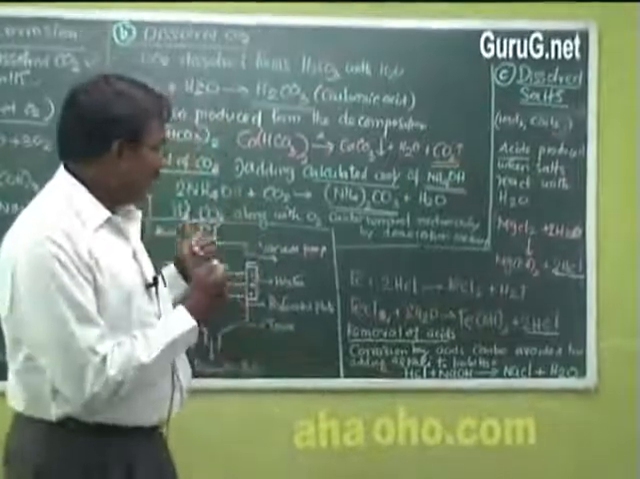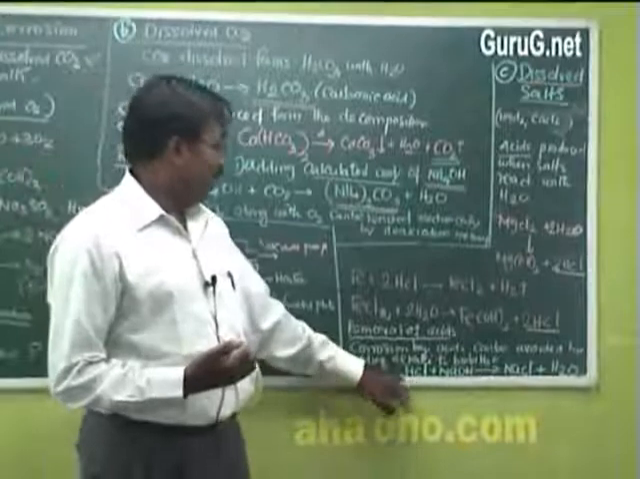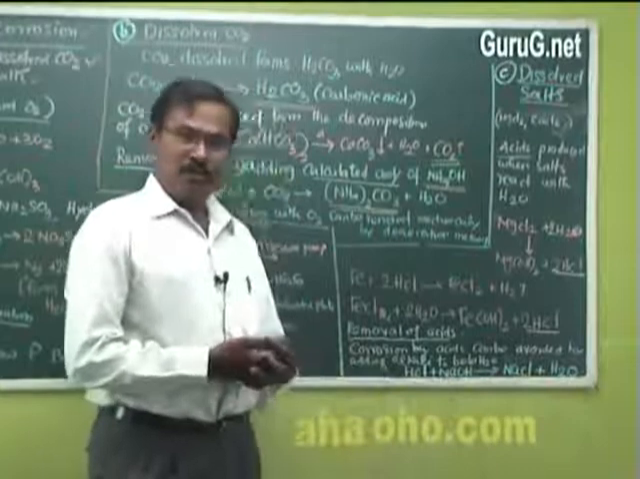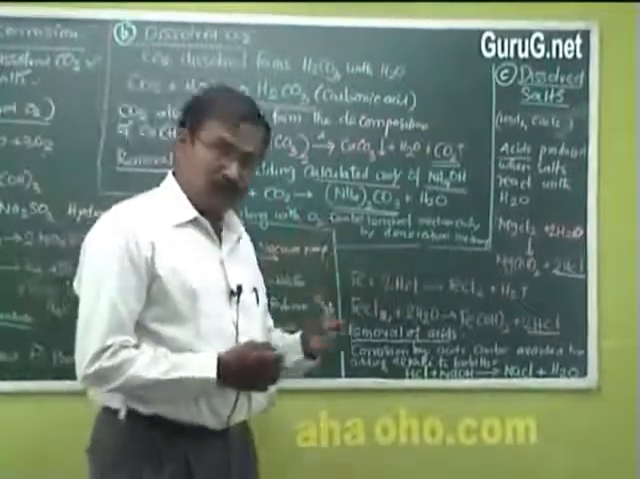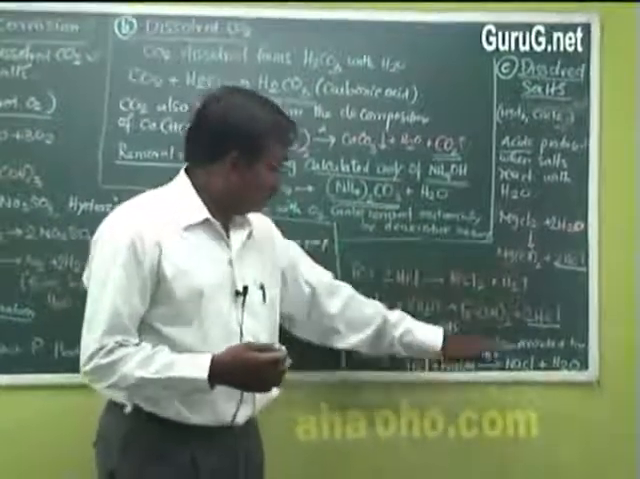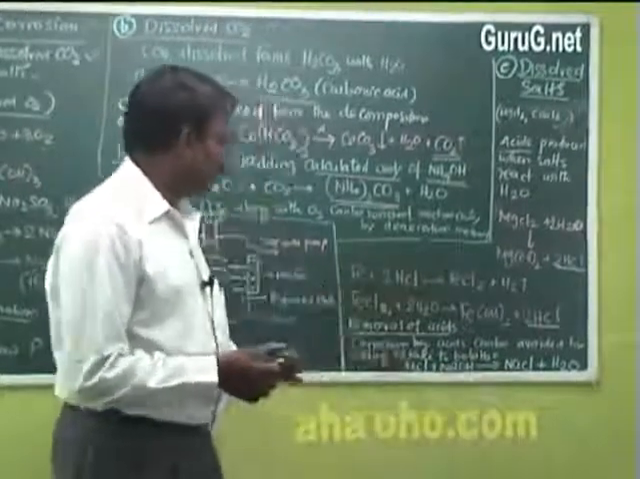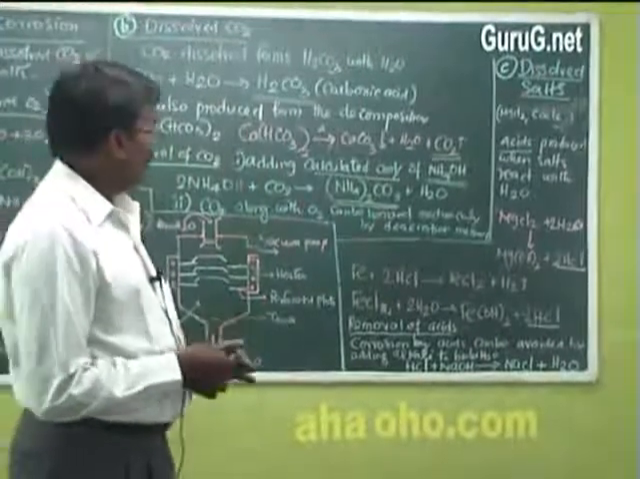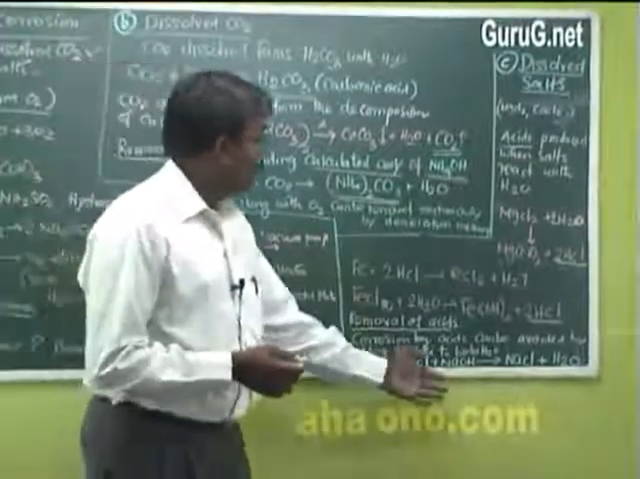So once we add a calculated quantity of sodium hydroxide, here we cannot add ammonium hydroxide because it is a weak base. We need a strong base like sodium hydroxide to remove the acid, either HCl or sulfuric acid formed. So HCl formed in this case is removed as sodium chloride on adding sodium hydroxide. So the corrosion due to dissolved salts can be avoided by removing the formed acid by adding sodium hydroxide.